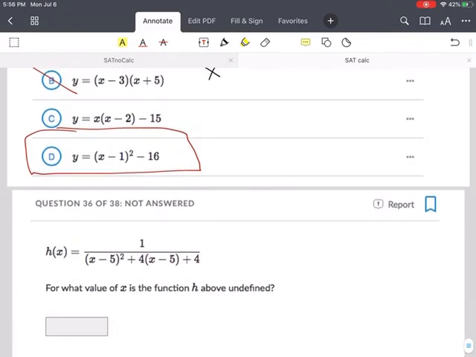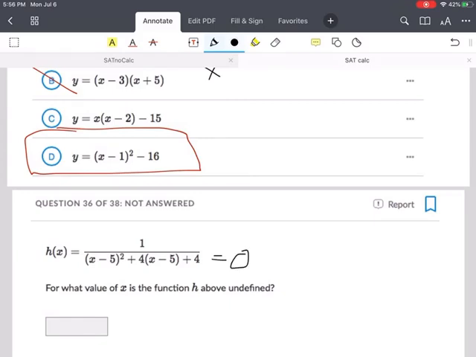So last question I have here is the open-ended question, and it says, for what value of x is the function h above undefined? Especially for the SAT, undefined usually just means you're dividing by 0. So the denominator, if there's a fraction, is going to be 0. That's exactly what we have here. We have a fraction, and we're going to say just the denominator is going to be 0.